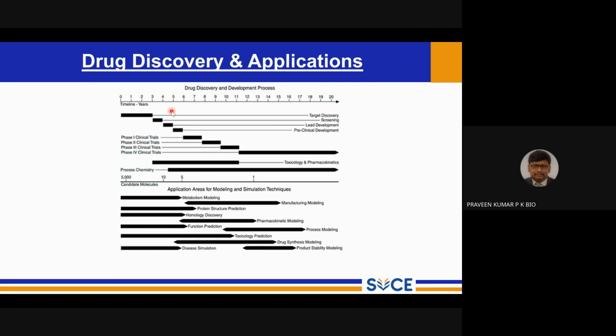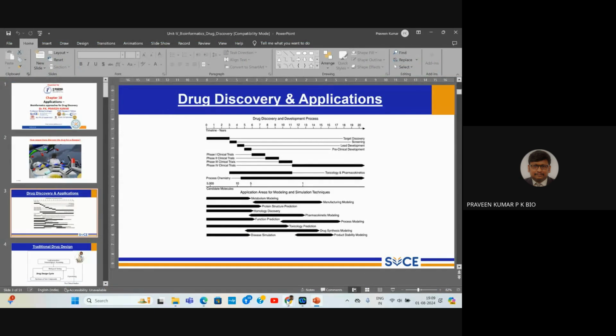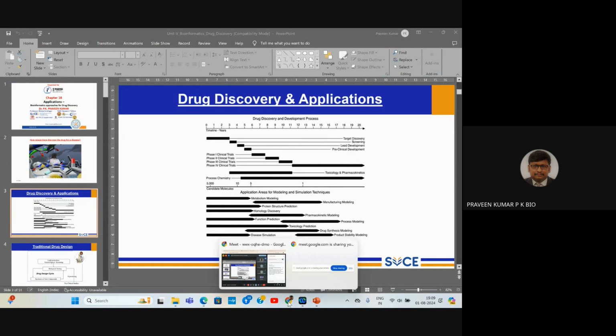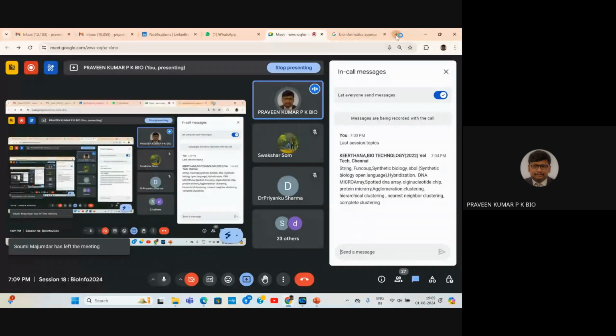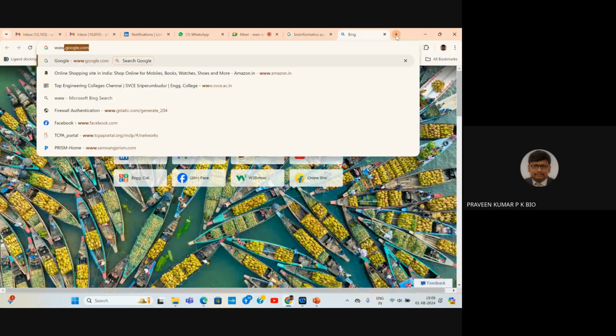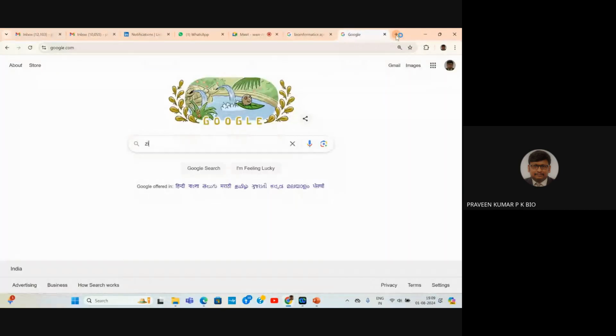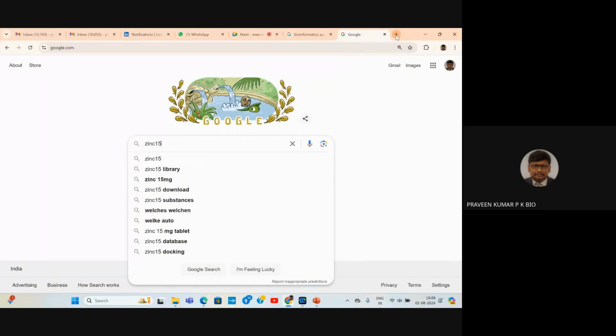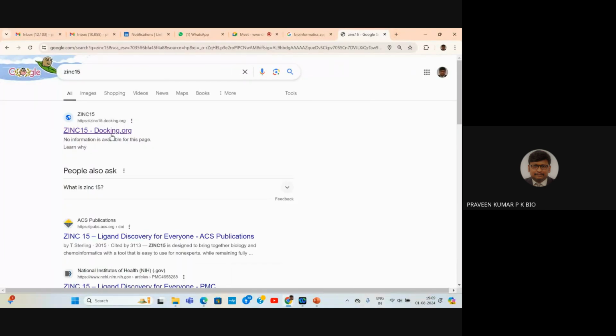In there is a database called Zinc 15. In Zinc 15, you have billions of molecules, nearly 2.7 billion molecules. I remember, he has gone for virtual screening. So plenty of molecules are there, billions of molecules are there.